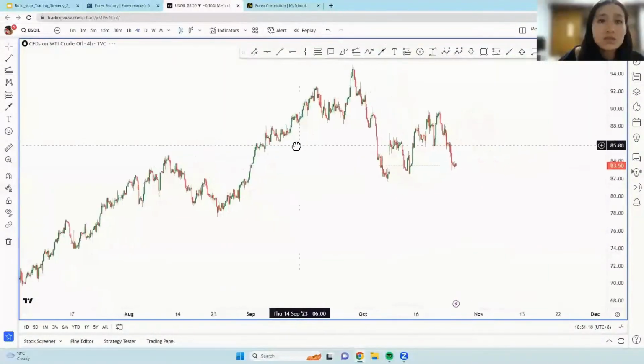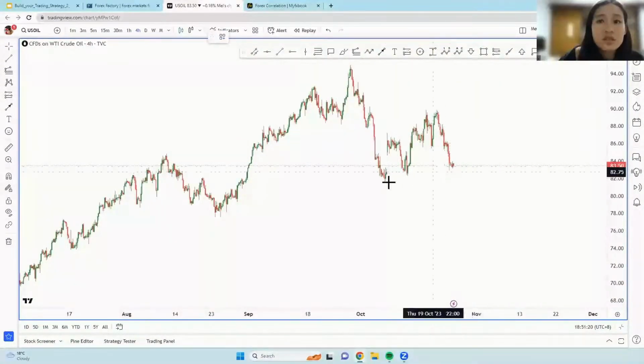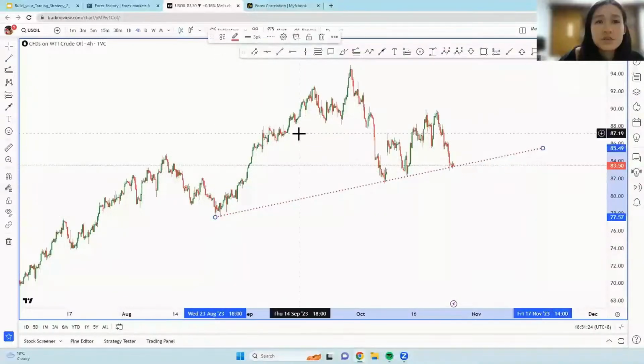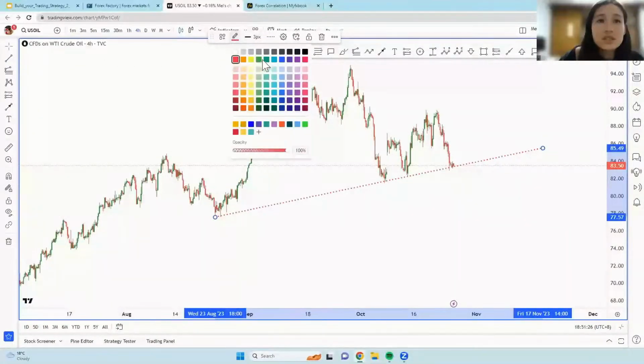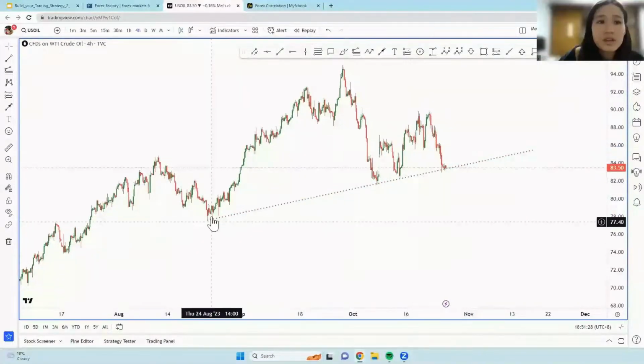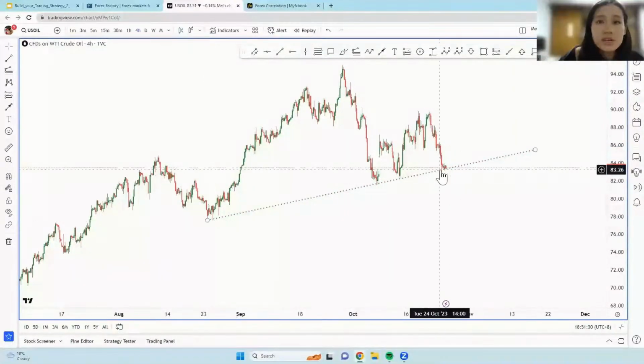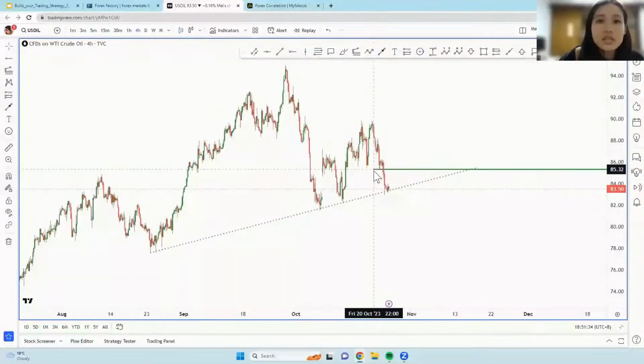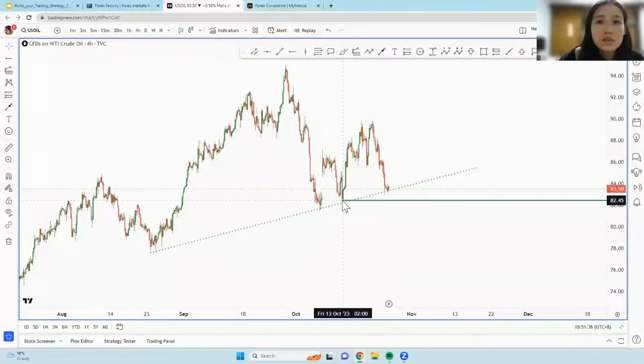Okay, let's see if we have any trend lines. Okay, we do. We have this ascending trend line, but it's currently testing this trend line. So we'll go ahead and take a look at that in a bit.